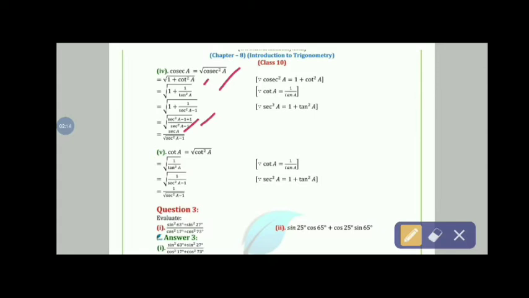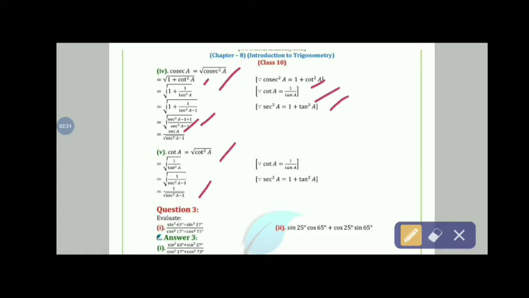So we are using the different properties that we have done till now in the chapter. Then cot A can be written as root cot square A, that means 1 over tan square A, which means 1 over tan square A minus 1, which means the whole root 1 over root sec square A minus 1.